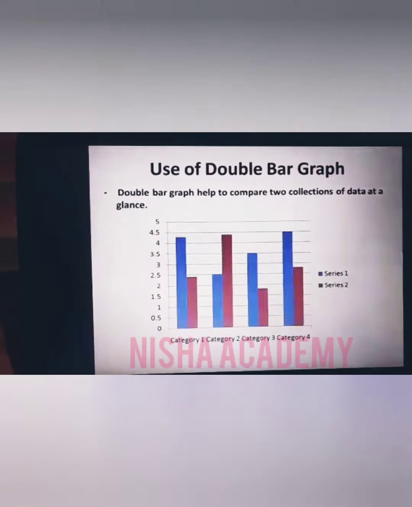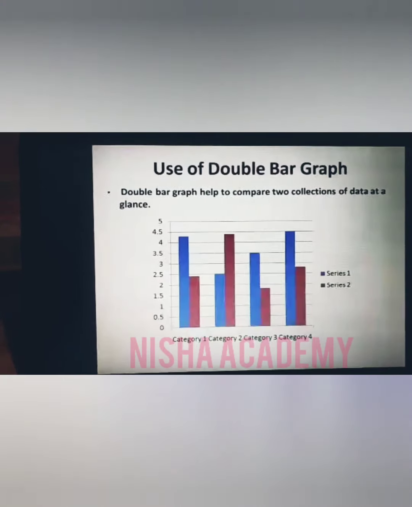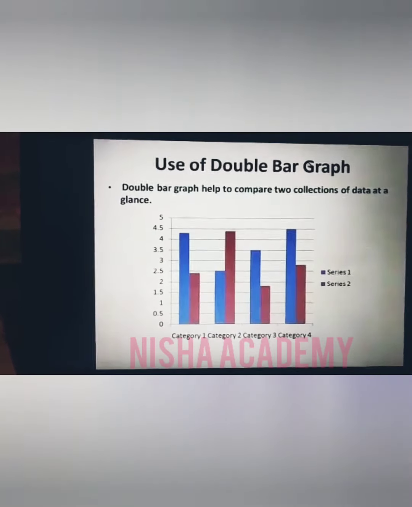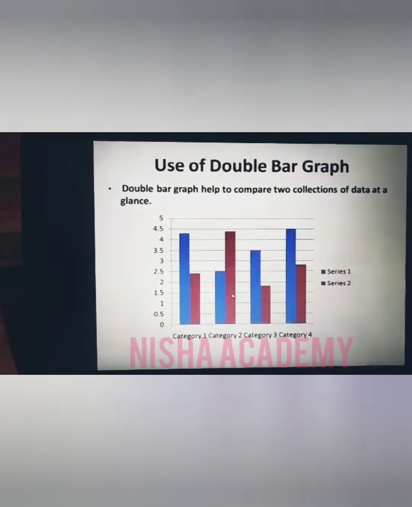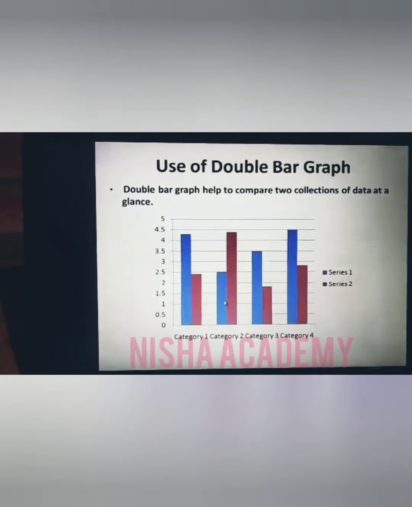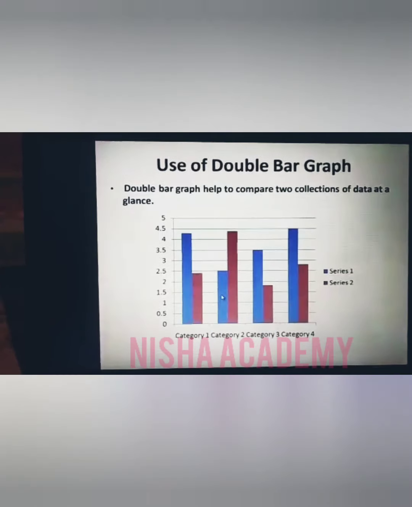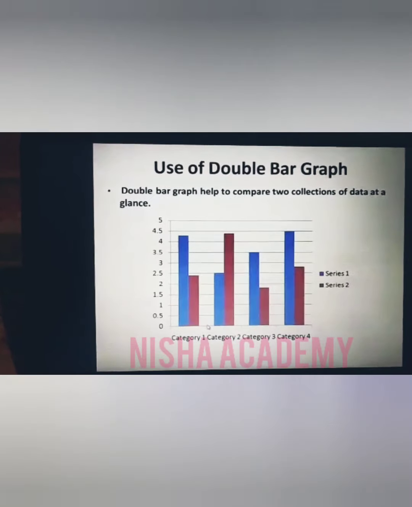The next graph is the double bar graph. Now you have seen the bar graph, where there were single bars. Next is the double bar graph. A double bar graph means there are two adjoining bars which join each other. When is the double bar graph used? When you have to compare two collections of data.